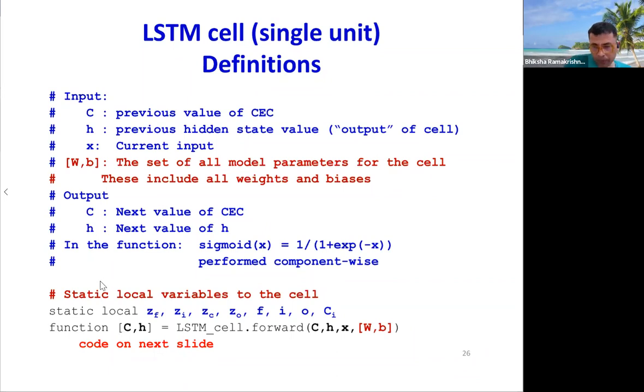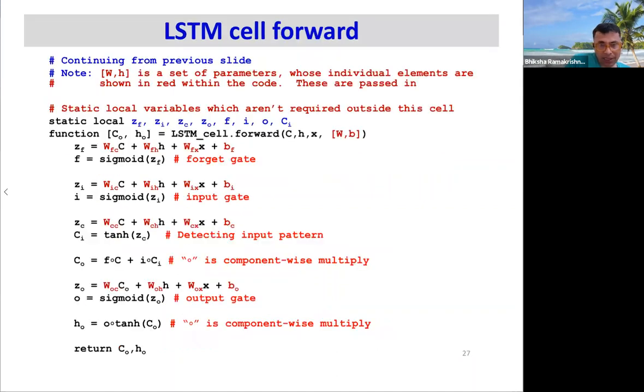So the actual code for the cell is going to look something like this. This is just a straightforward implementation of what we just saw. We compute the affine value for the forget gate using the previous h and the input X. Then we compute the forget gate value. We compute the affine value for the input gate and then the input gate value. Then we compute the affine value for the input pattern detector, and from the affine value, we compute the input patterns. Then finally, we compute the updated memory, where the updated memory is the forget gate times the incoming memory plus the input gate times the output of the pattern detector.